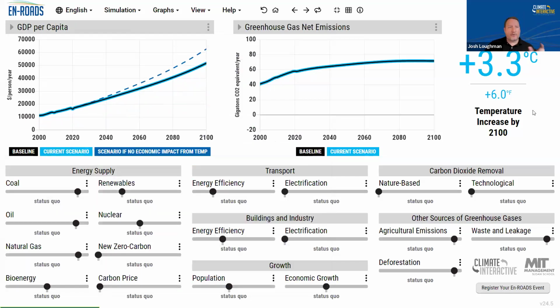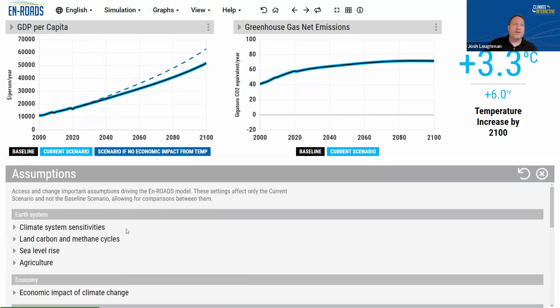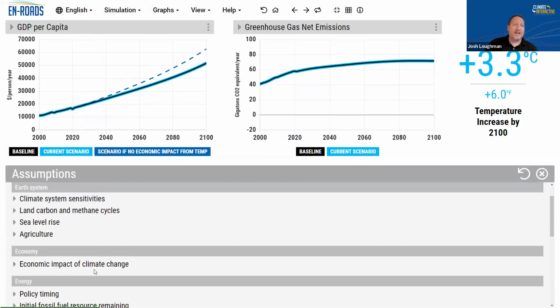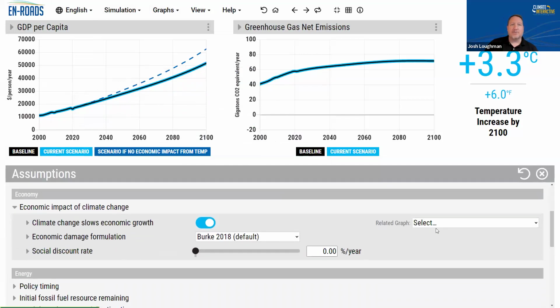And in our 3.3 baseline scenario, which is this black line, and it's currently the current line, you can see that there is this dashed line, and that dashed line is what the economic growth of the world, the global world production, would be if it hadn't been for climate change. So the way we explore that is with this economic impact of climate change assumption.